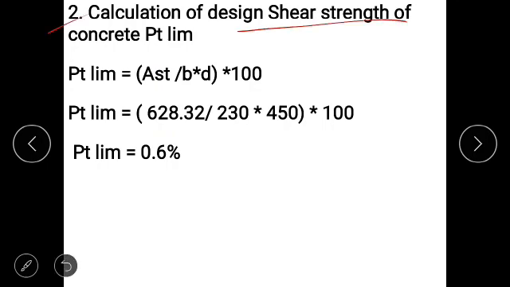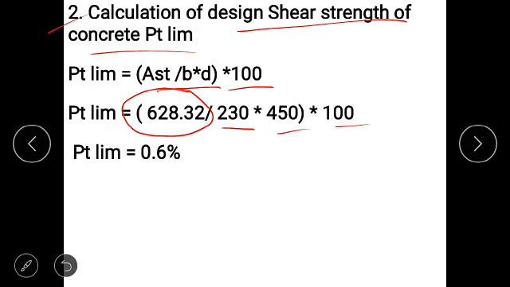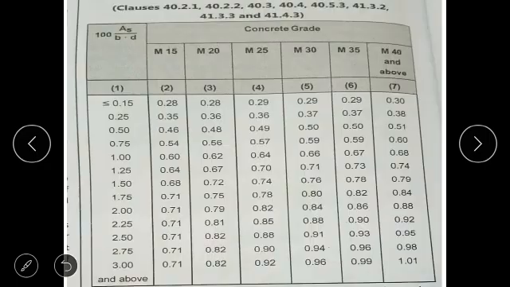Now, calculation of design shear strength. We have to calculate PT, the percentage of steel. The formula is AST divided by B into D, into 100. AST is already given, 628.32, divided by B is 230 and D is 450, into 100. So PT percentage is 0.6%. In this table, our grade of concrete is M15, so for M15 our percentage is 0.6.